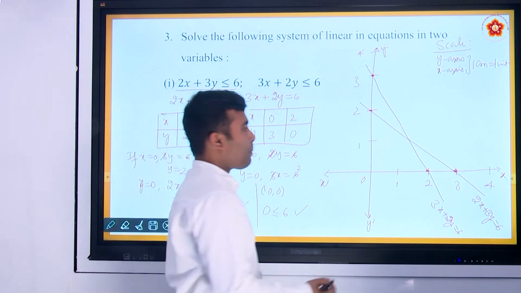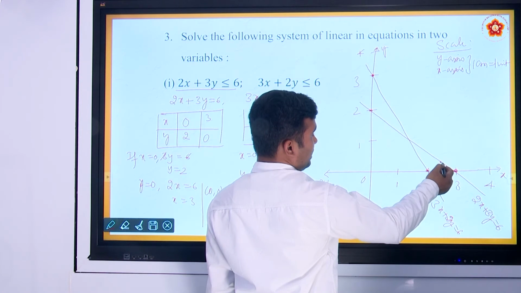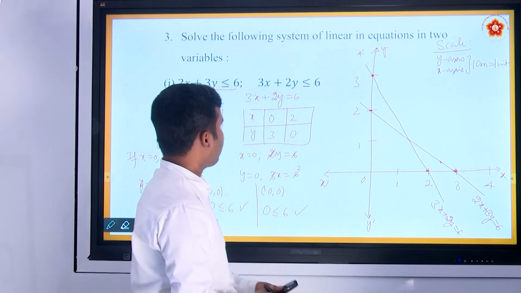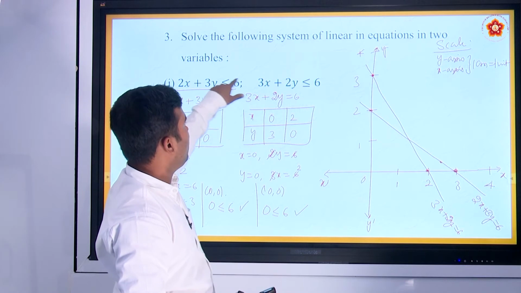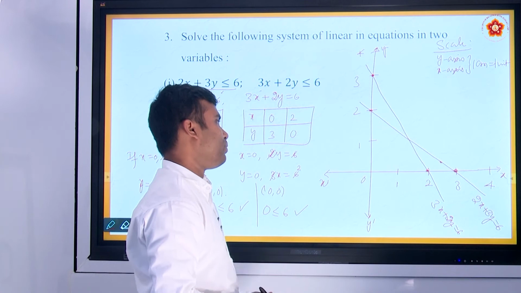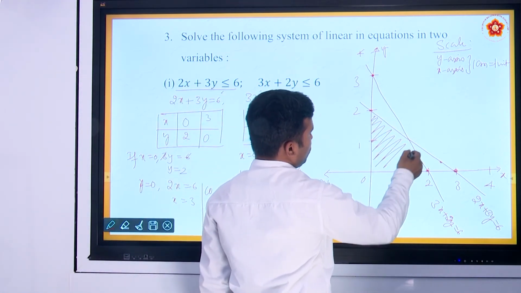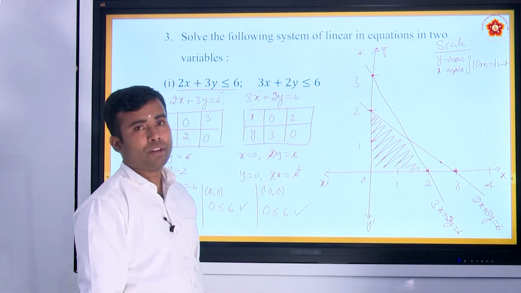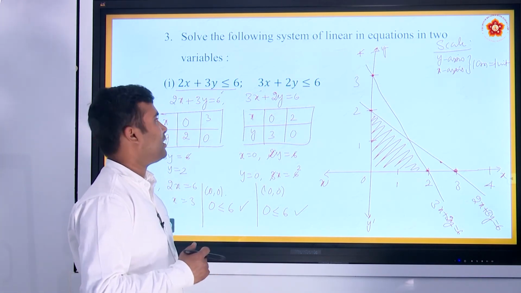If it is true, then the solution region of this line is towards the origin. The region of this inequality is also towards the origin, and the solution region of this inequality is also towards the origin. Therefore, the common region between these 2 inequalities is this. This is the common region, which is common to both given inequalities.